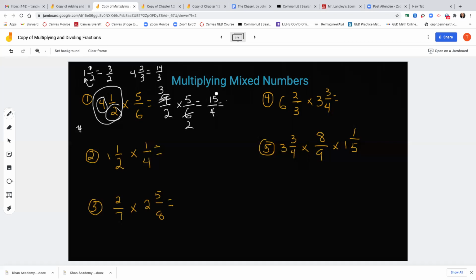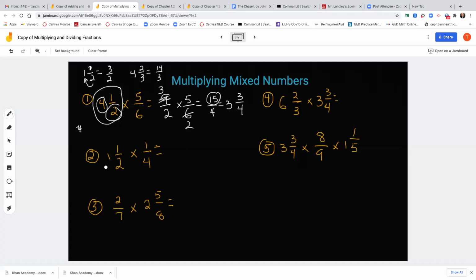You see how you have a bigger numerator than your denominator? You've got to change it. You can convert it into a mixed fraction by asking how many times 4 goes into 15. 3 times, because 3 times 4 is 12. The difference between 12 and 15 is 3, and this becomes a 4. So that's converting an improper fraction into a mixed fraction.